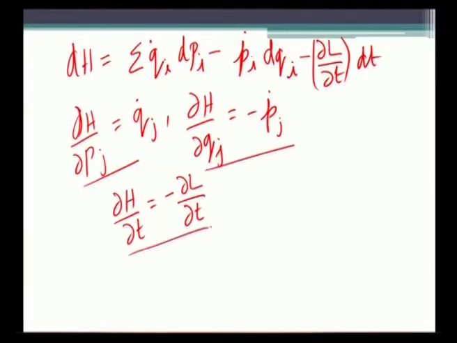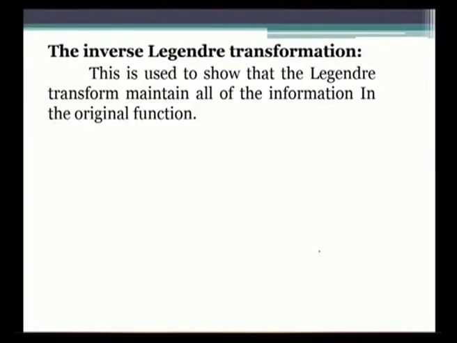These Hamiltonian equations are obtained from the Legendre transformation. Legendre transformation, we know, is an important concept in the calculus of variation to transform one entity to another coordinate system. That transformation is used here to obtain the Hamiltonian equation. The next topic we are going to discuss is the inverse Legendre transformation.